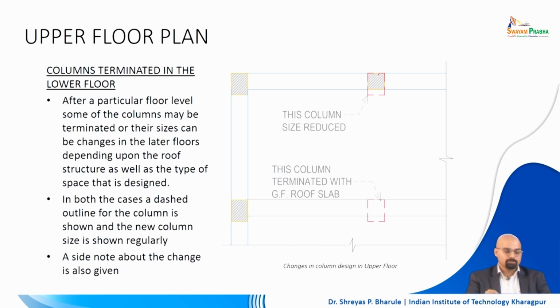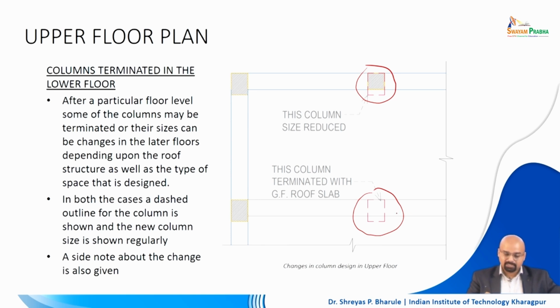That is very important. Two things are very, very important: the way of representing columns which are terminating and the way of representing columns which are reduced. Often this note is also mentioned when these kinds of changes are happening, because sometimes there are printing errors which may get overlooked. So it is always better to have a double safety check by mentioning this note.